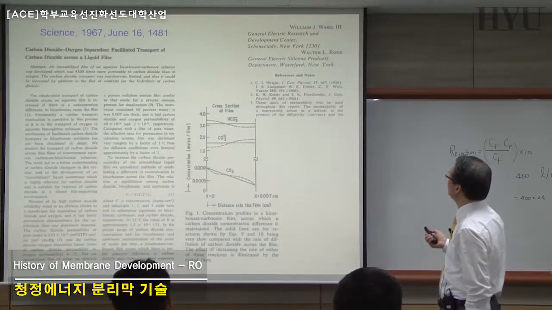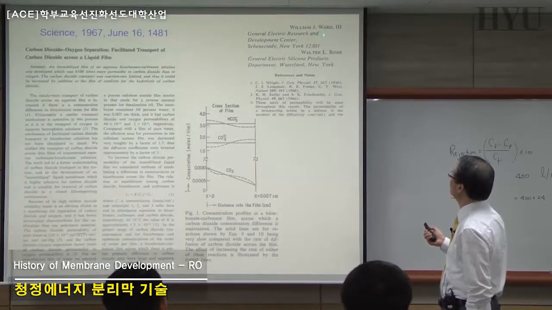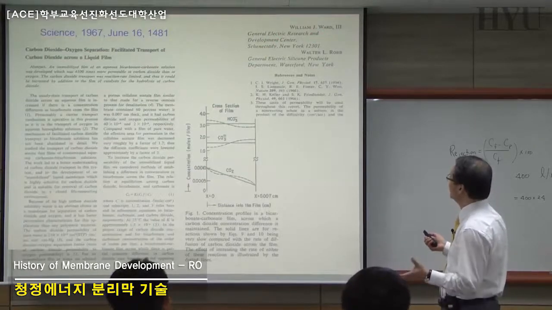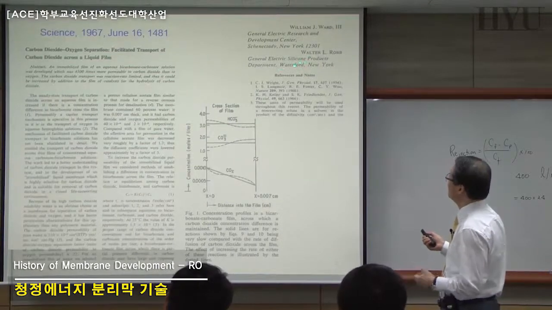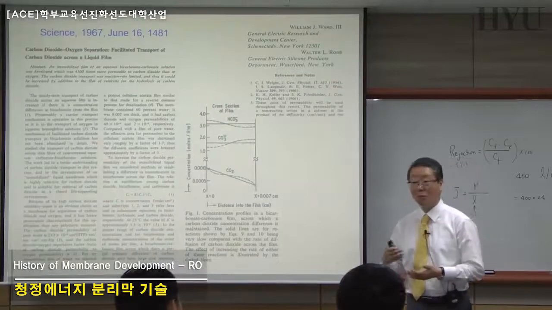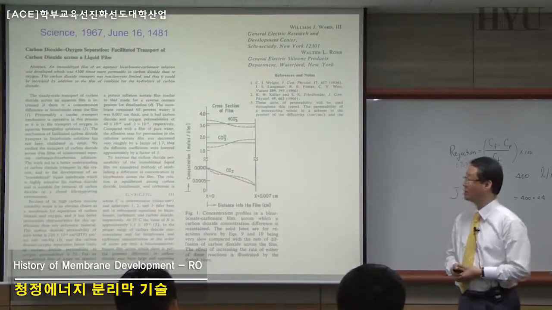Anyway, this is the article that was published by GE, GE in Schenectady, Ward and Robb at the time. They were working on the silicone product, and they looked at this silicone and others about the oxygen permeation and CO2 permeation results as well.